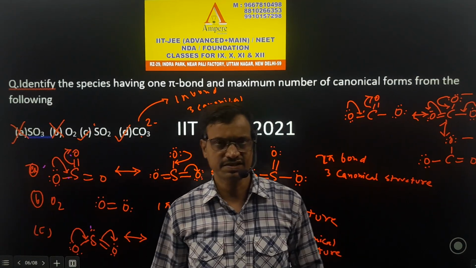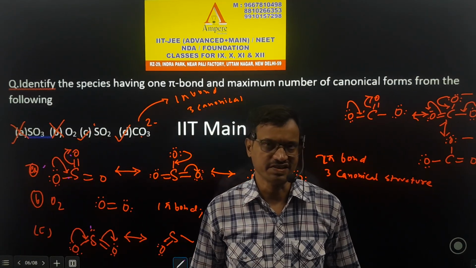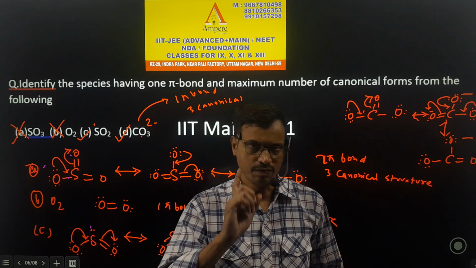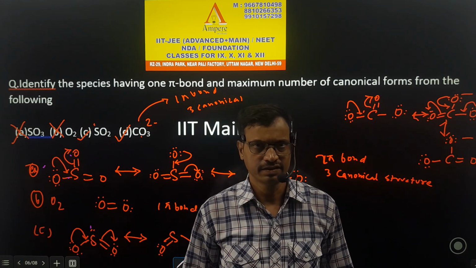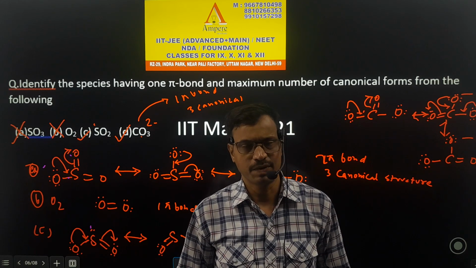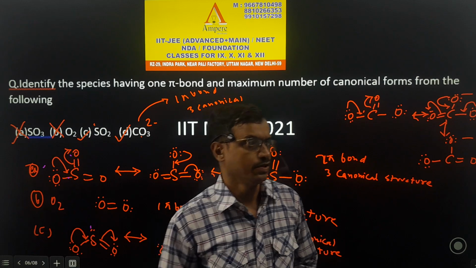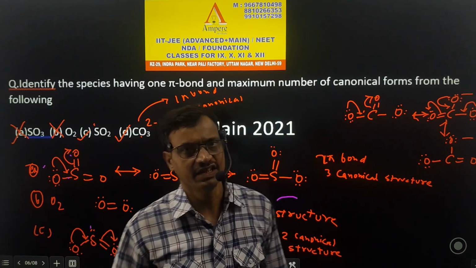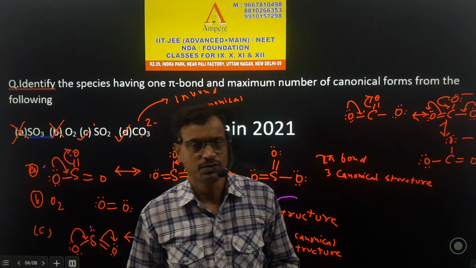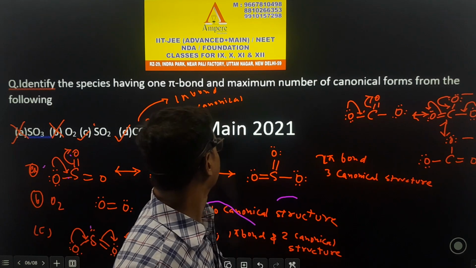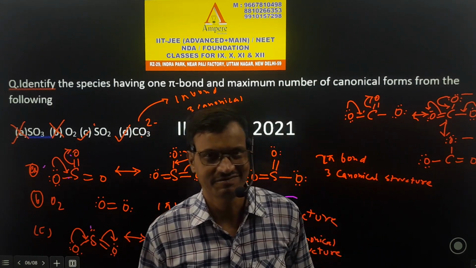Okay guys, because the demand of this question was that there must be 1 pi bond and it should have the maximum number of canonical structures. So the carbonate ion was fulfilling this condition. So that's why D will be the correct option. Okay.